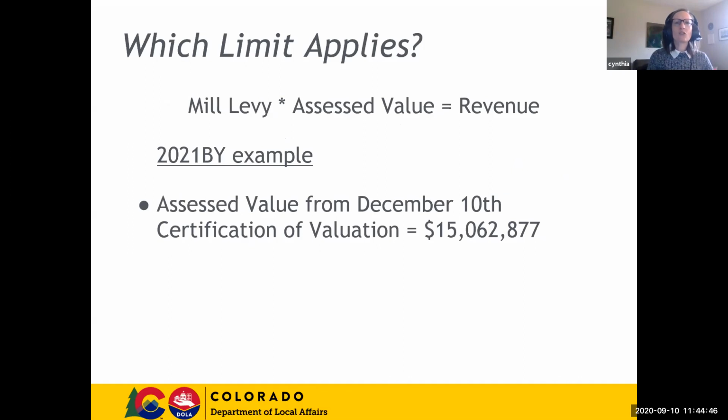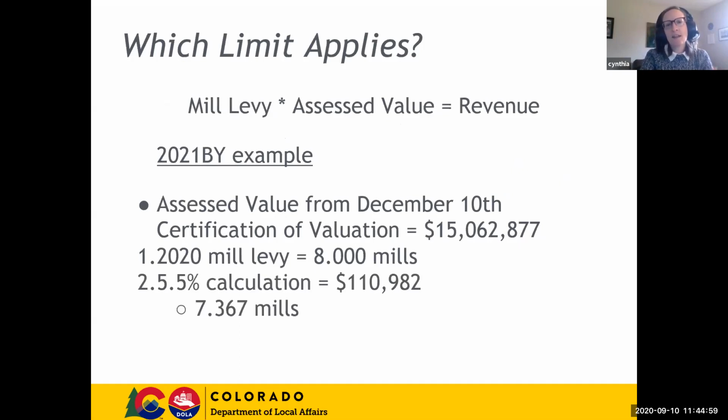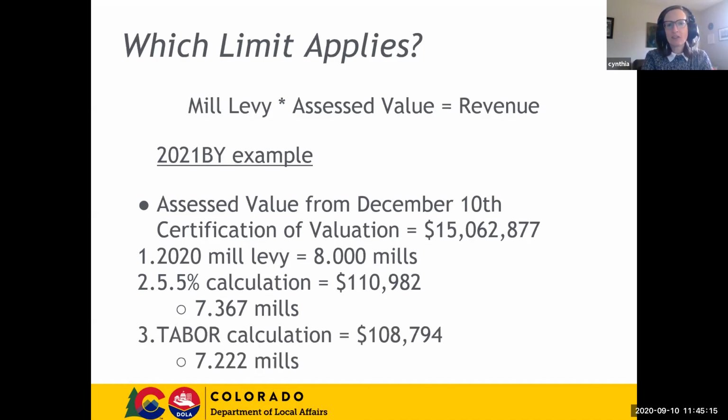And so here's an illustration. Let's say that we're doing the 2021 budget and a fictional local government has an assessed value of 15 million and their current mill levy is 8 mills, let's say. And then they calculate the 5.5 and the dollars they come up with for the 5.5 is just shy of $110,000. So they back into a mill levy of 7.367 mills. And then their TABOR calculation, they back into 7.222 mills. So 8 mills, 7.367, 7.222. The TABOR revenue limit is the most restrictive for them for 2021 in this hypothetical.